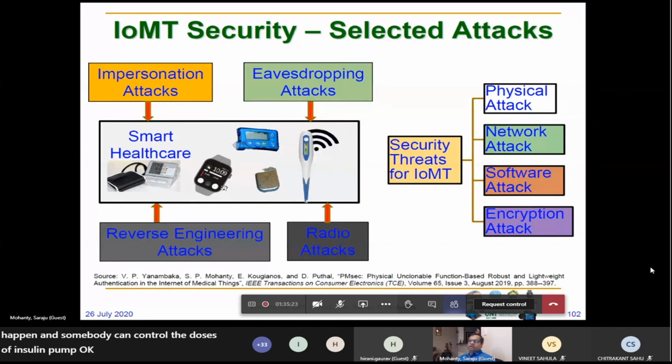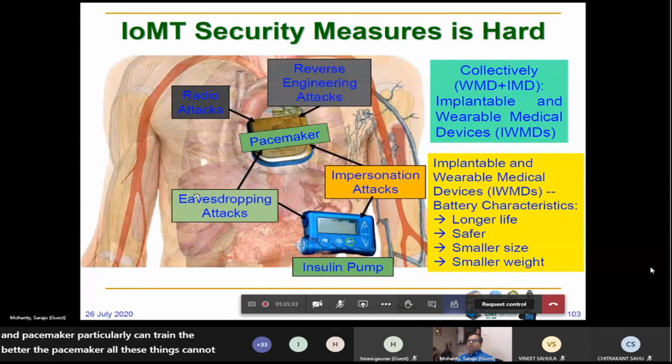Or somebody can basically trigger a wrong reading to the device. And a pacemaker particularly can have its battery drained. All these things can have serious problems. And so as a result, if we see the big picture of implantable and wearable devices, so IWMDs, like a pacemaker or insulin pump, the pump is wearable, the pacemaker is implantable. All these together can have serious security threats and serious health implications.